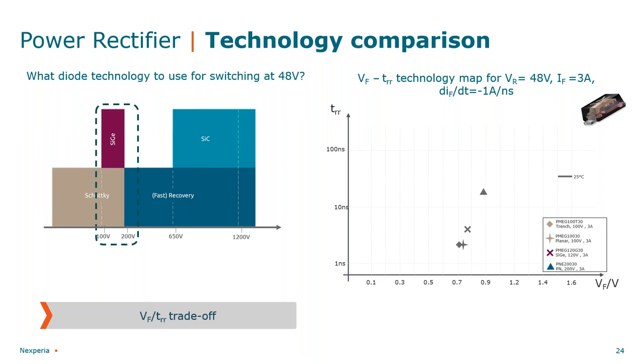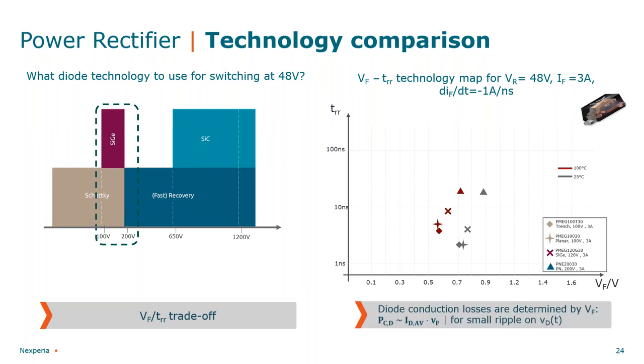And as we can see here in the technology map, which actually agrees with what Juan just said, Schottky diodes have low forward voltage and small reverse recovery time because they are unipolar devices. And the PN diode has the highest forward voltage drop and the highest recovery time. And even over temperature, nothing unexpected happens. So the forward voltage drop decreases for all the technologies, and the reverse recovery time increases for all technologies. We learned that the conduction loss is determined by the forward voltage drop. We can adjust our formula, which we have learned, if we don't have ripple, or if we neglect the ripple on the diode voltage waveform.